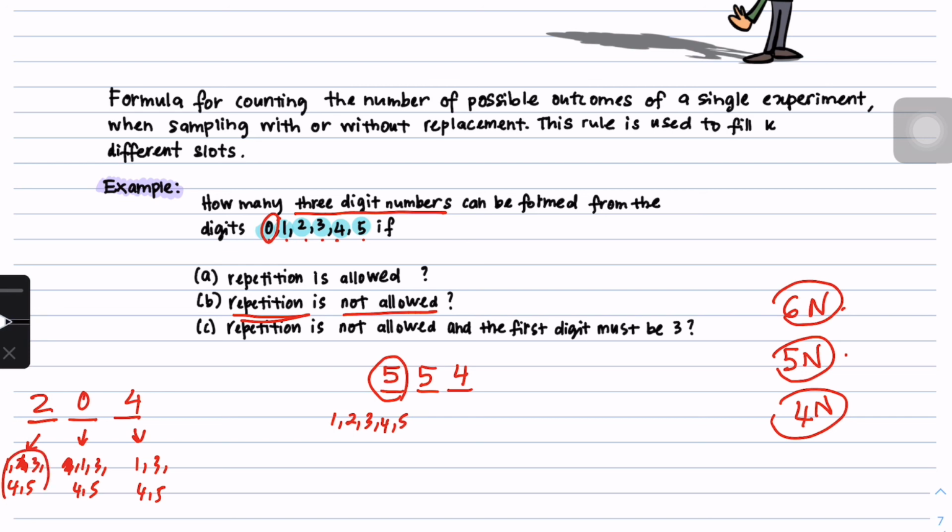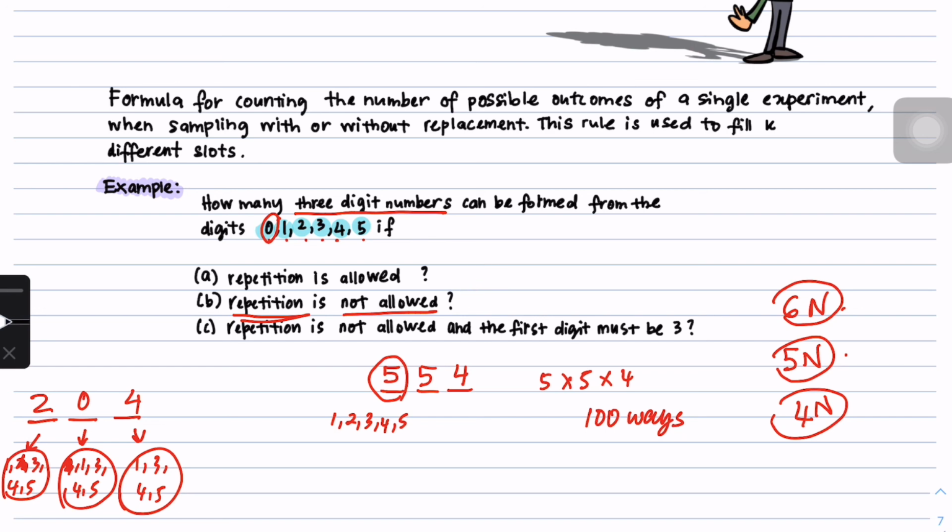Okay, that's why 5, 5 and 4. We only have 5, 5 and 4 pilihan. So 5 multiplied by 5 is 25, multiplied by 4 is 100. So you have 100 ways for you to susun nombor ni when repetition is not allowed. Okay, so itu untuk soalan B.